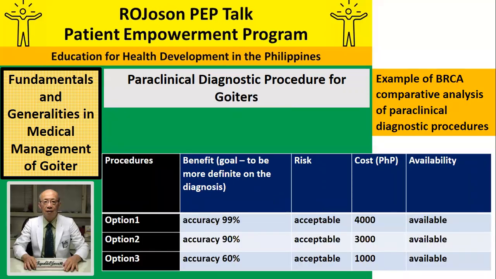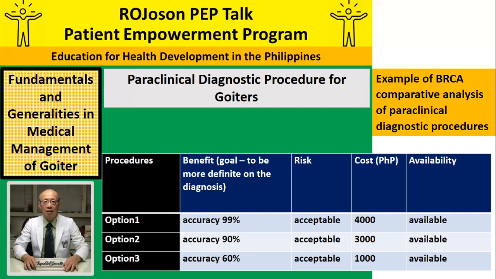Example of a BRCA comparative analysis of paraclinical diagnostic procedures. First column, options 1, 2, 3. Second column, benefit. Okay, the goal is to be more definite on the diagnosis. Then the data are accuracy for option 1 is 99%, accuracy for option 2, 90%, accuracy for option 3 is only 60%. Assuming that the risks are all acceptable, the cost, 4,000 for option 1, 3,000 for option 2, 1,000 for option 3, assuming that they are all available.